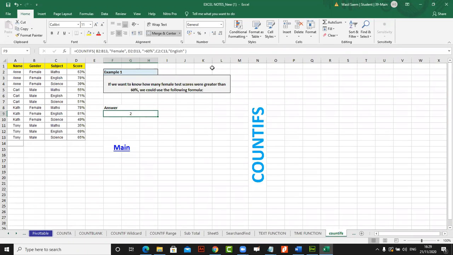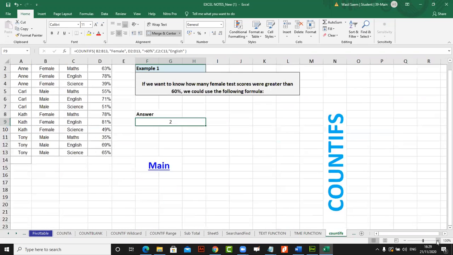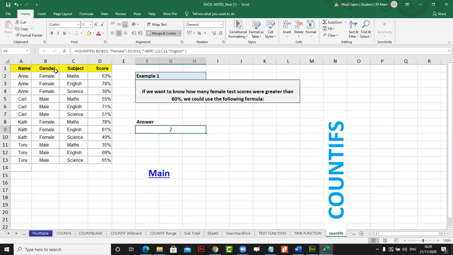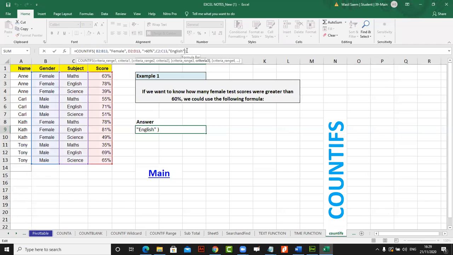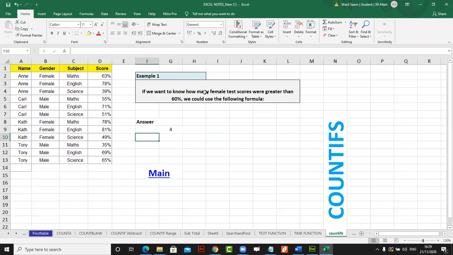COUNTIFS basically is what? If you have a look at this sheet, I have name, gender, subject, score. I want to find out how many female test scores were greater than 60%. How many female? Well, I want to count, and now it's not one column. If you try to understand the question, it can't be done with a simple COUNTIF.